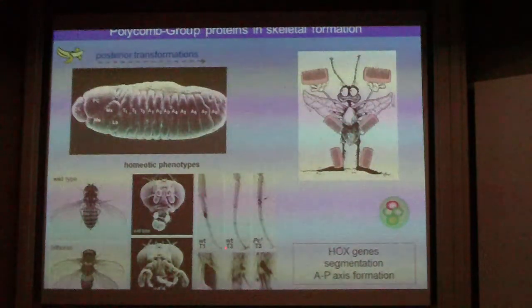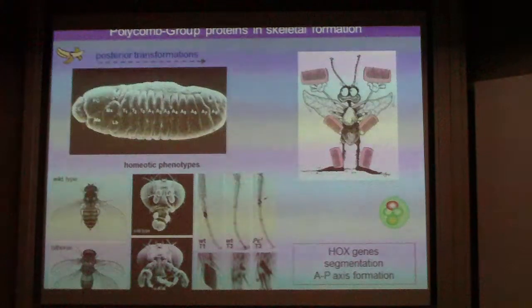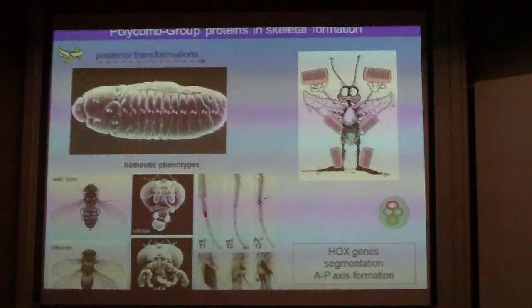This would be a normal front leg, T1, the front leg of the fly, with a little sex comb on it. And this would be the third wild type leg. And this is the third leg of an animal that carries a Polycomb mutation called PC1. You can see that these bristles are being formed here as a result of misexpression of Hox genes.